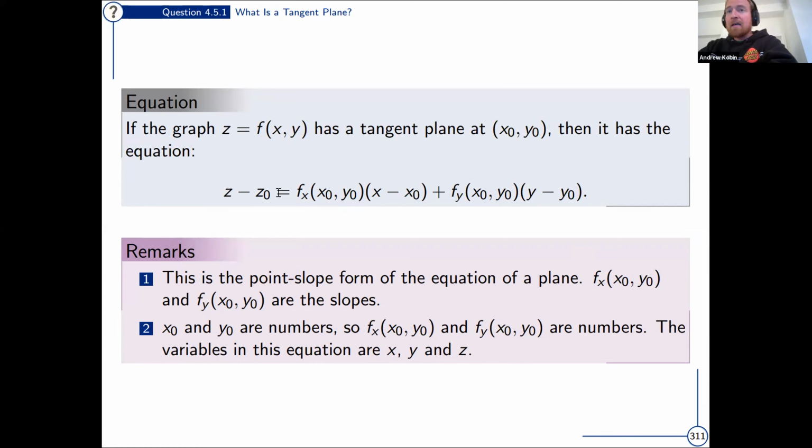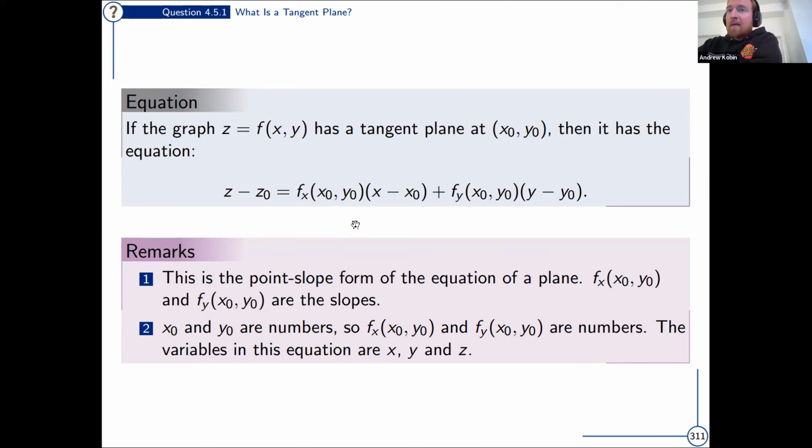Z minus z0 is equal to the partial derivative with respect to x, evaluated at the point x0, y0, times x minus x0, plus the partial derivative of the function with respect to y, evaluated at the point x0, y0, times y minus y0. I want you to stop for a moment and think about what this formula looks like to you, what each piece of the formula means, and how you would go about computing the coefficients and the different terms in this formula. And also think about why this is an equation for a plane. How does this compare to what you learned a few videos ago for planes in 3 dimensions?